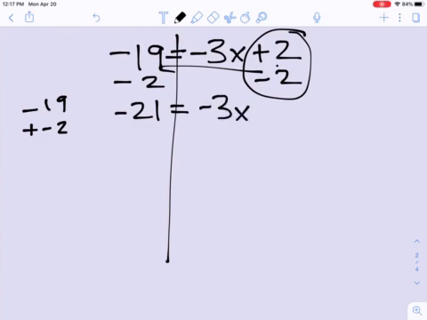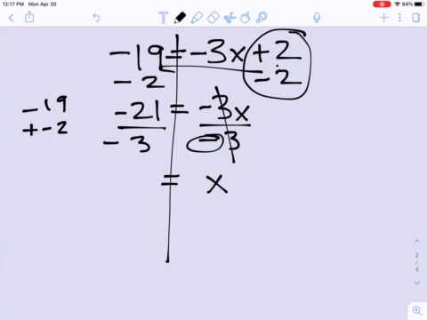And so you just look at what's being done to the x. Well, what's being done to the x is that it's being multiplied by negative 3. So we're going to divide both sides by negative 3, because that's the inverse operation, and that gets this coefficient down to 1. Remember, you got to include that negative in it because that's part of the deal. And then you have 21 divided by 3 is 7. Negative divided by negative gives you a positive. So your answer is x equals 7.